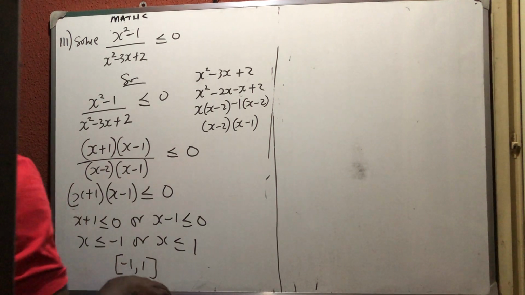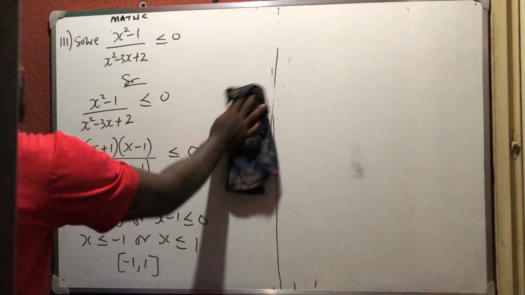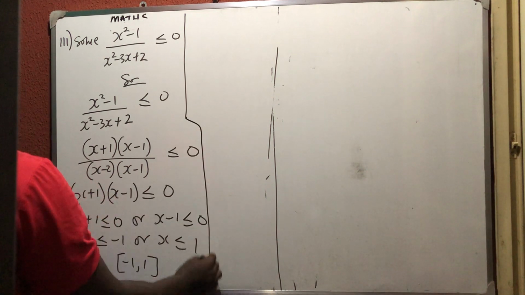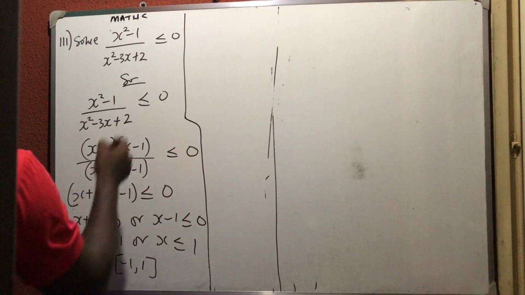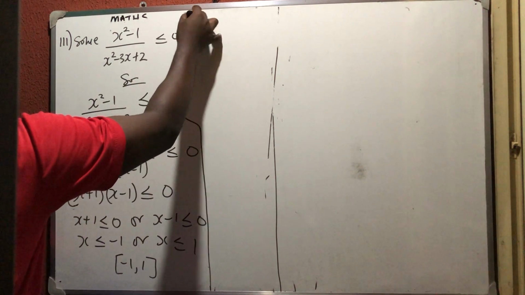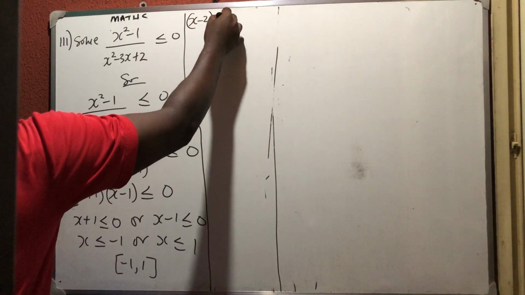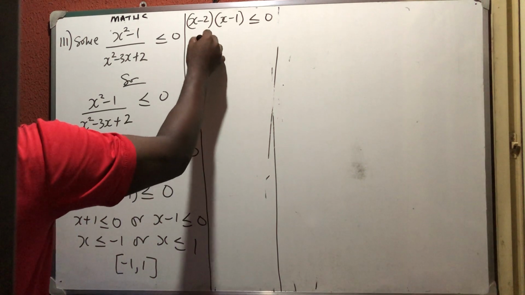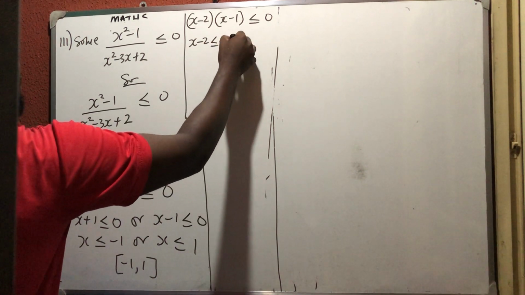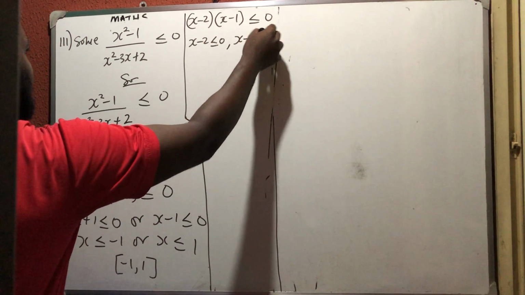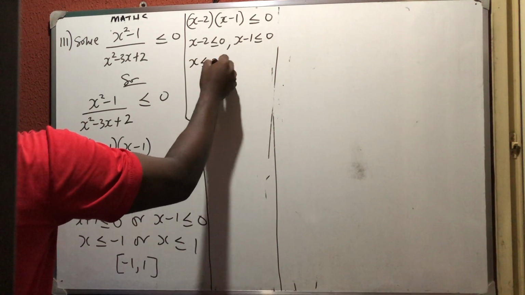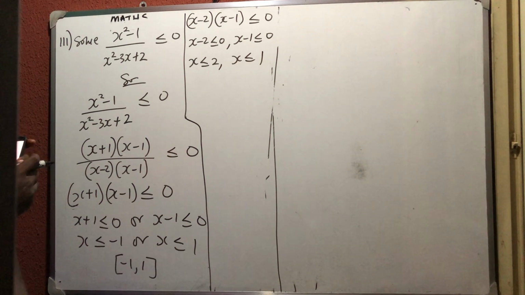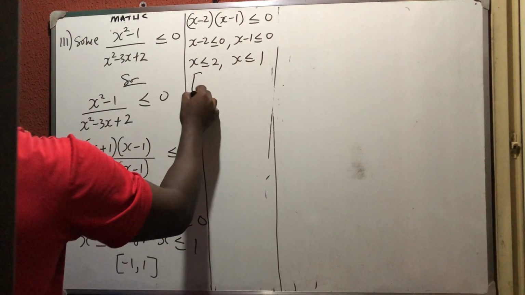But for the denominator, permit me to continue solving it here. For the denominator, I'm going to have (x − 2)(x − 1) ≤ 0. So x − 2 ≤ 0 or x − 1 ≤ 0. So x ≤ 2 and x ≤ 1. So the combination is from 1 to 2. So this is a combination of what?